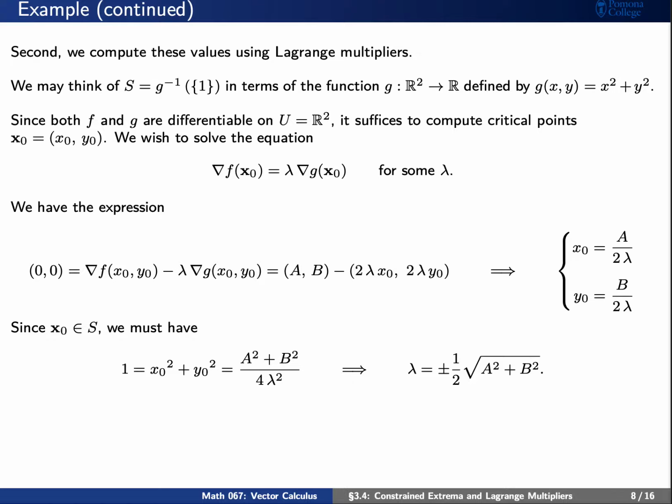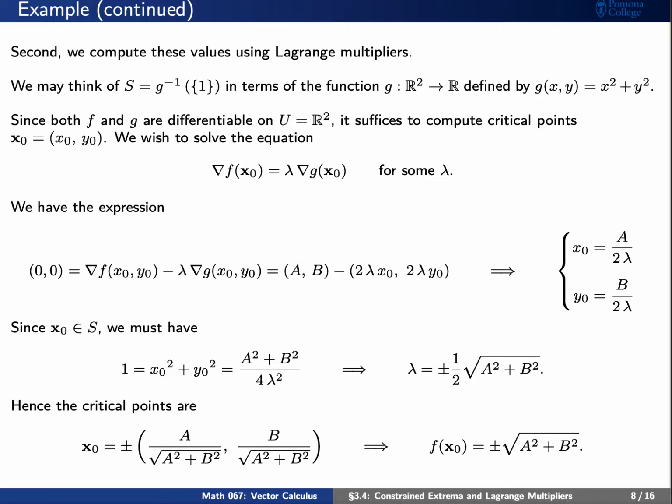Now remember that x0 must be an element of the set S. It must lie on the unit circle. So once we make this restriction, we can then solve for our Lagrange multipliers lambda. This means that we can then figure out what the critical points x0, y0 have to be. And if we plug this back into f, we then find our maximum and minimum values, which are exactly the same two values that we found using our first method.